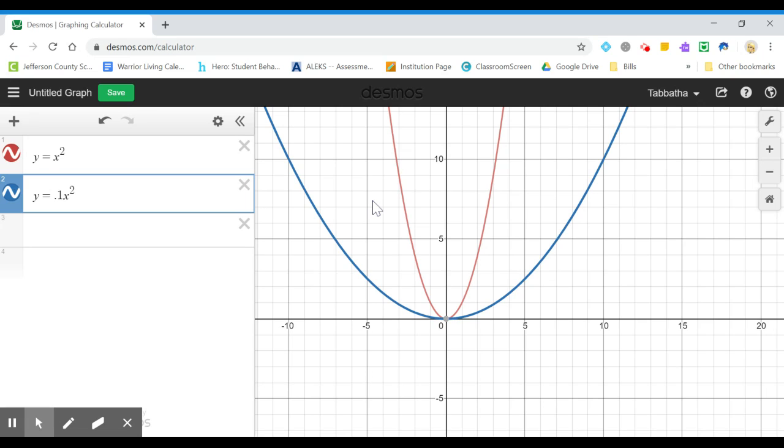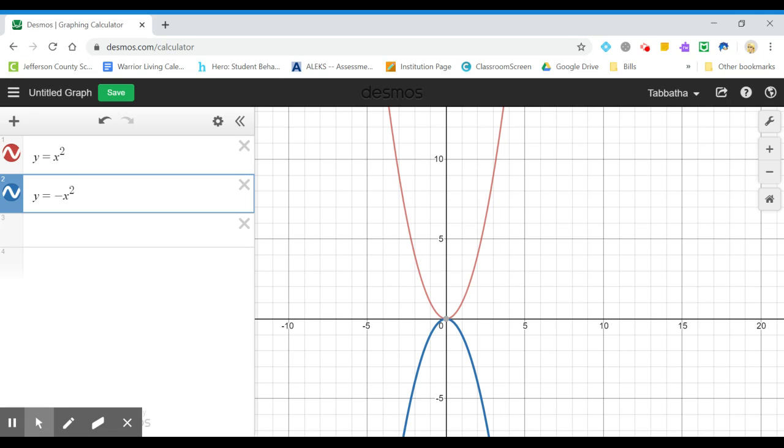Something I don't know if I mentioned or not, now that I can't remember, but this graph, the shape, is called a parabola. So if I say that word, I'm just talking about the shape of our quadratic. And the last thing we can do is we can put a negative in front of our x squared term, and that will flip the graph upside down.